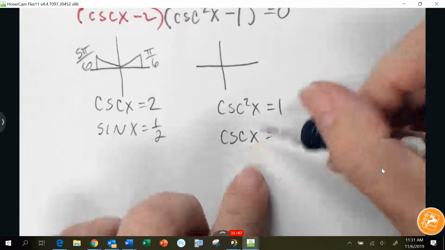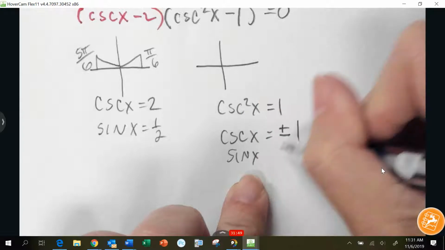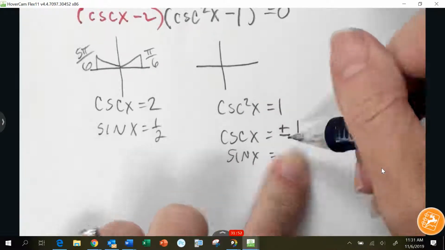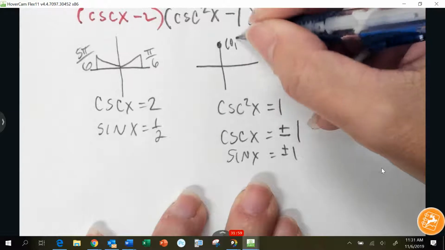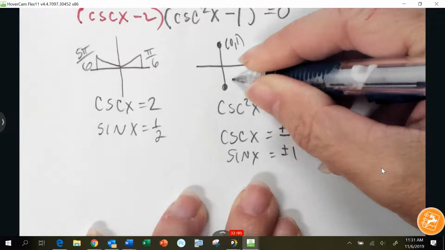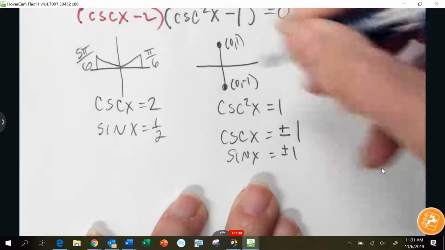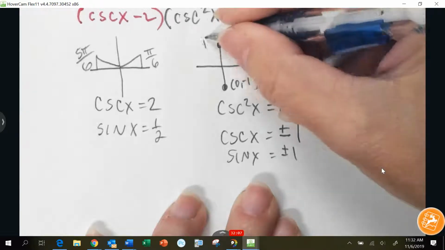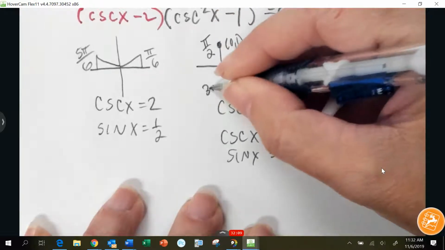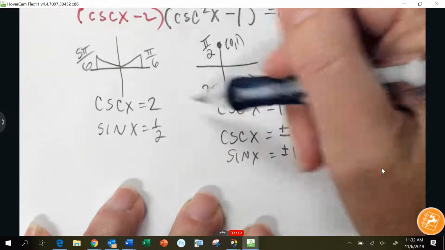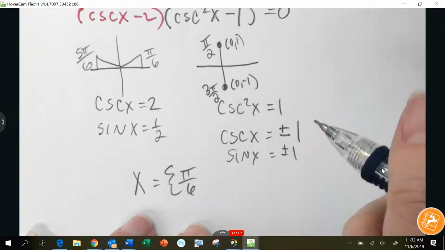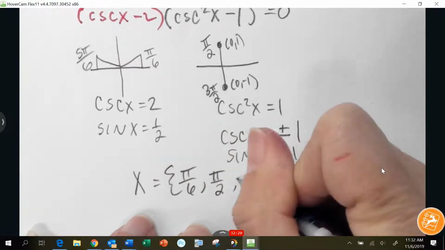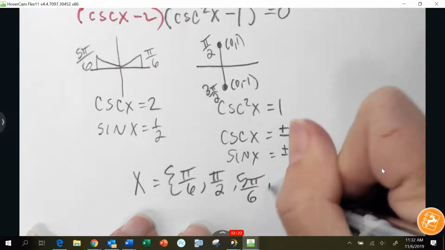And then this again is sine. So I'm going to reciprocate this side, but reciprocating 1 is still 1 plus minus. So we're going to say where is sine 1? Well, sine is 1 at 0, 1, or it's negative 1 at 0, negative 1, right on that y-axis. So that would be at pi over 2 and at 3 pi over 2. They have to be in order, so we're looking around the circle. I come to pi over 6 first, then pi over 2, 5 pi over 6, and 3 pi over 2.